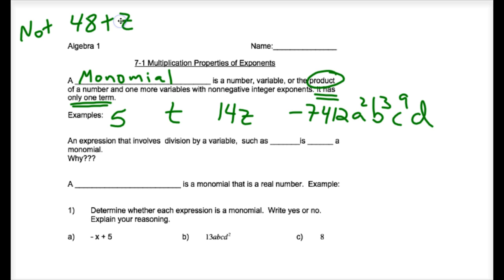Guys, pieces or terms are separated by plus and minus signs. This is not a monomial. It's a binomial. Bi means two. What if it has 3 pieces? Trinomial. What if it has 4 pieces? There's no such thing as a quadnomial. It's just considered a 4-term polynomial. Poly meaning many. All right, more on that later.